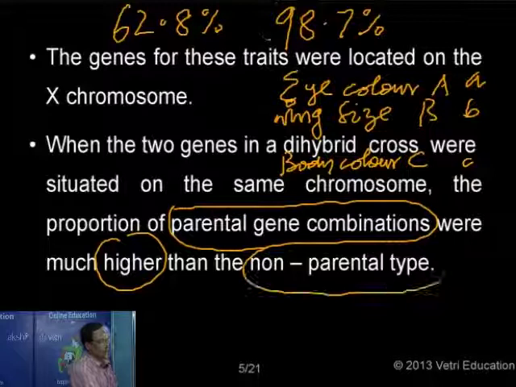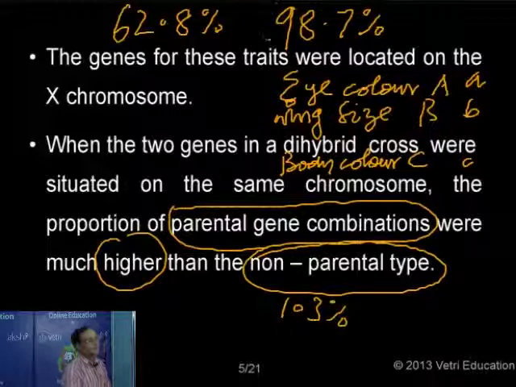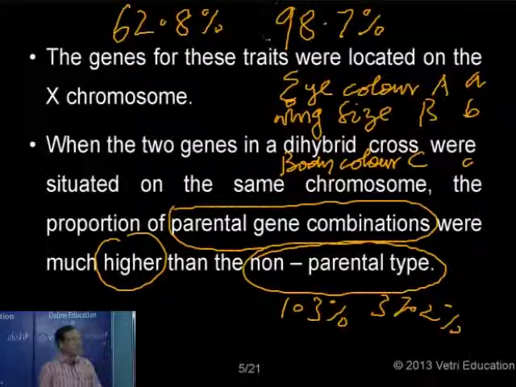So in the first case, the non-parallel type, we are receiving only 1.3%. In the second case, we are receiving 37.2%. So anyway, see that when we compare with the parallel combinations, the non-parallel combinations are actually less because of the tendency of the genes located on the same chromosome.